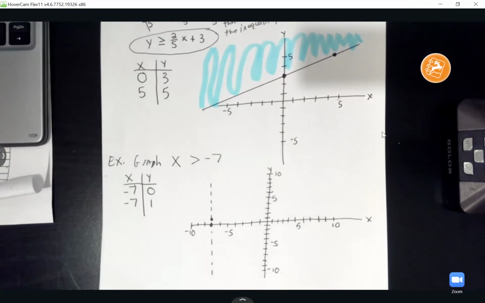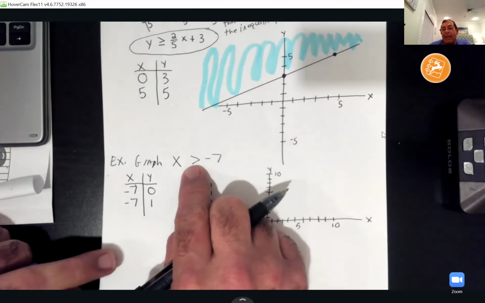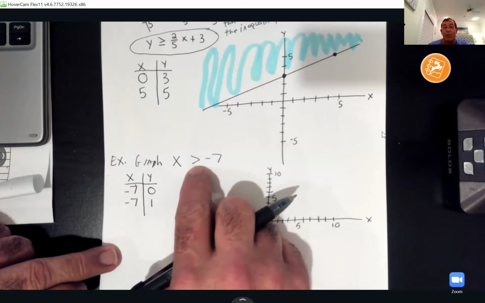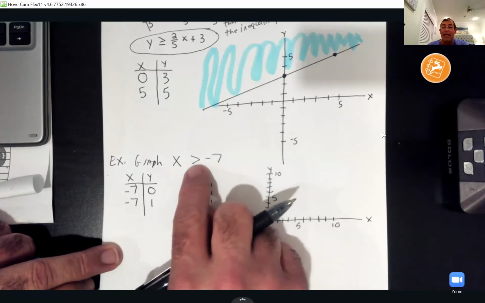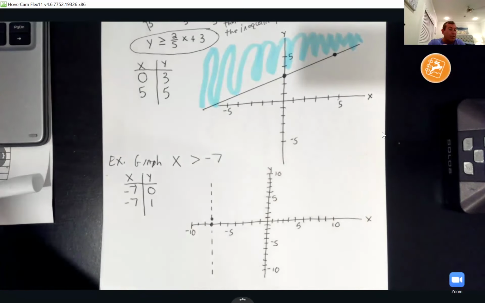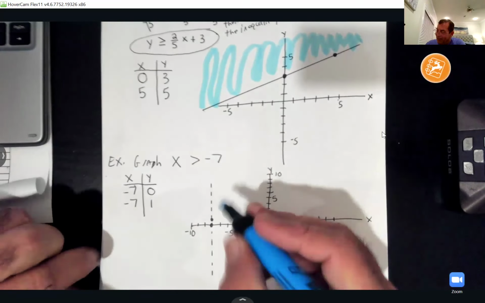Okay. And I'll tell you a little trick on this. The x, this little thing points to where you're going to shade. When you're doing an x equation like that, yeah, that's pointing right. So that means I'm going to shade this thing to the right.